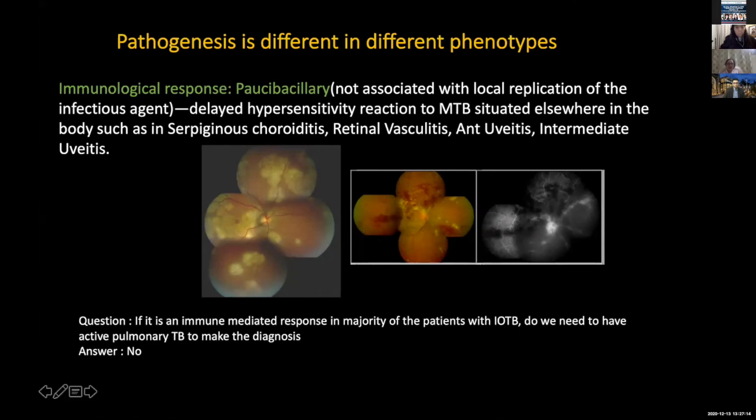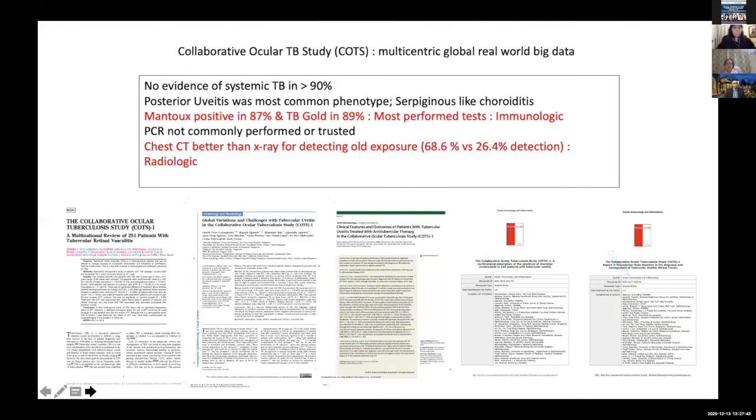So this is the question which everybody generally asks. If it is an immune-mediated response in the majority, then why do we need to give anti-TB treatment, or do we actually need active tuberculosis to make the diagnosis? And the answer is no. You should not be looking for active disease in the lungs, because more than 90% of the times you will not find it. This is the COTS study, and thanks Dilraj for mentioning it.